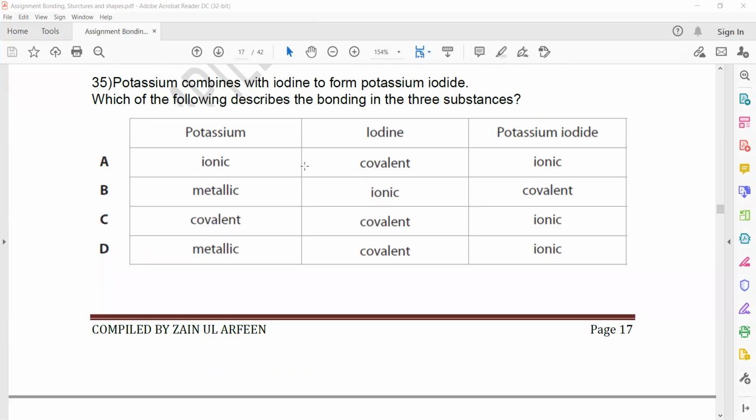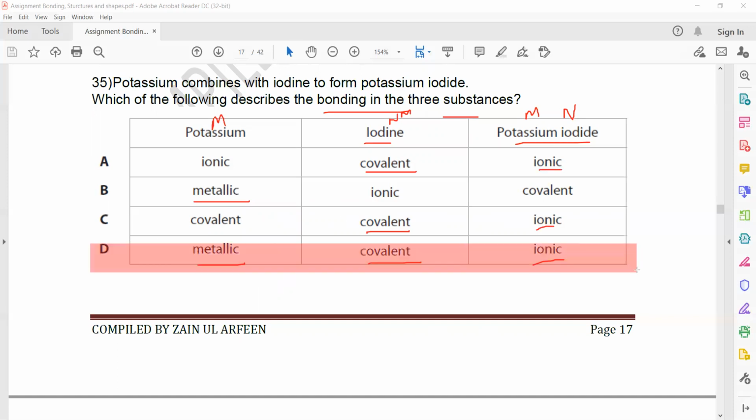For question 35, potassium combined with iodine to form potassium iodide. Which of the following describe the bonding in the 3 substances? Potassium is a metal, and metals will have metallic bond. Iodine is a non-metal, and non-metal will have covalent bond. And potassium iodide is a metal and non-metal. When metal and non-metal combine together, they will have ionic bond. So all the results are correct, so that matches with option D.